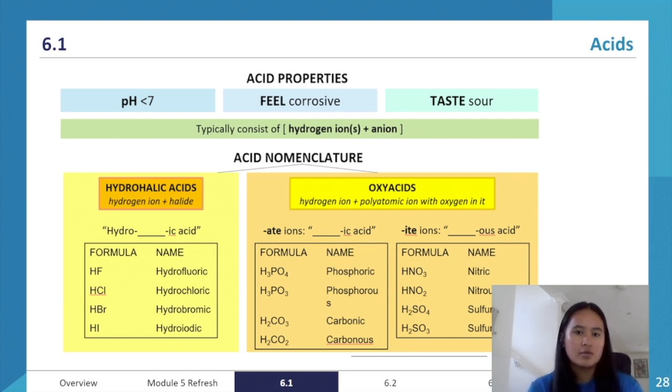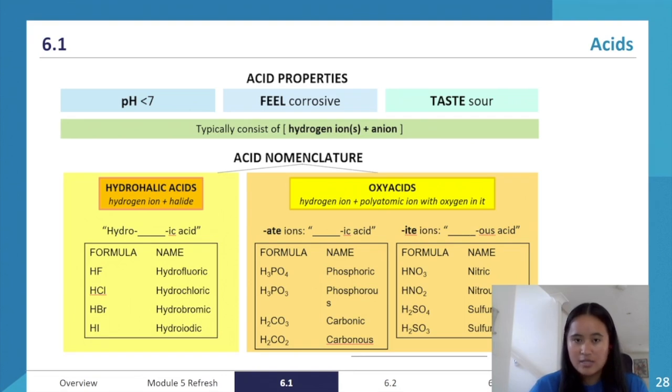For the nomenclature, oh, that's another thing. I just completely skipped that thing in green. They usually contain a hydrogen ion. So a hydrogen ion plus an anion of sorts. Sometimes it's a polyatomic anion, sometimes it's just a normal anion.